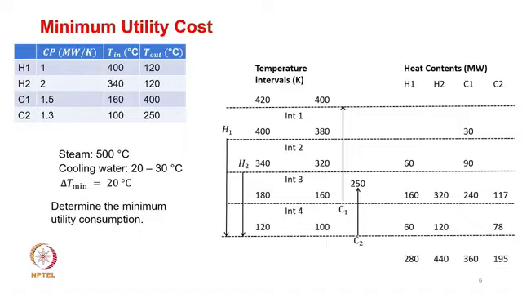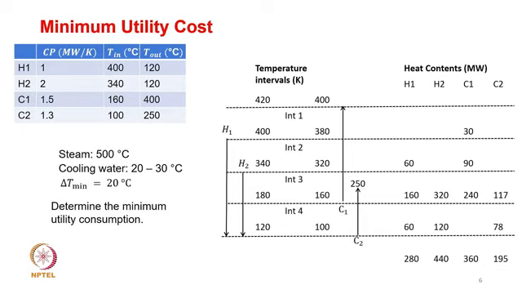This is the same set of streams that we have learned before. You have two hot streams and two cold streams as we see here. The Cp values are shown in the table. H1 comes in and goes out at 120, H2 comes in at 320 degrees C and goes out at 120 degrees C, while the cold stream C1 is heated from 160 degrees C to 400, and C3, the second cold stream, goes from 100 to 250.